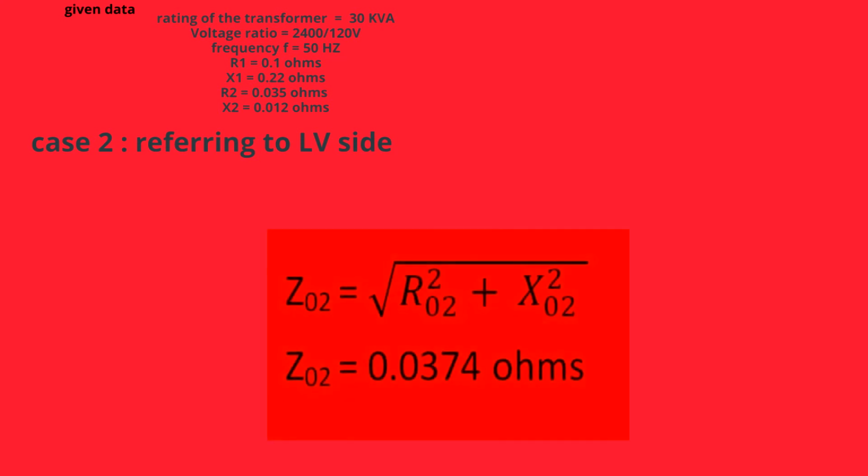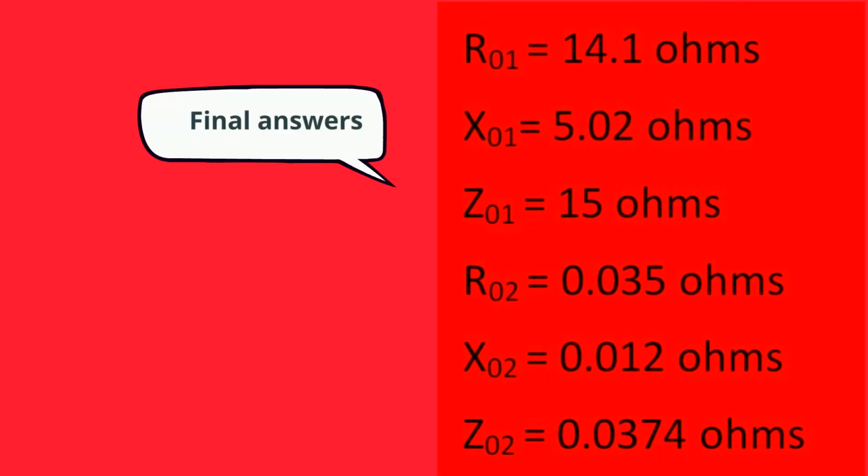By substituting the values of R02 and X02 in the equation, Z02 equal to square root of R02 whole square plus X02 whole square, we will get Z02 equal to 0.0374 ohms. And these are the final answers.